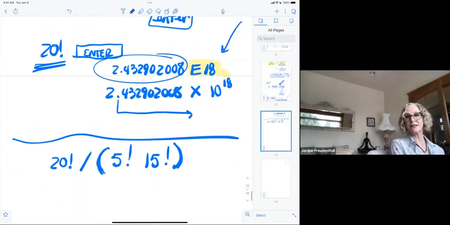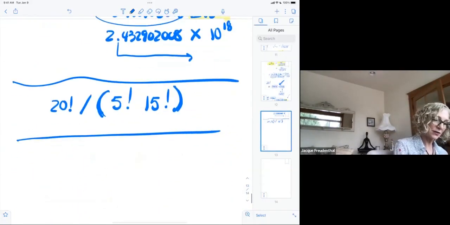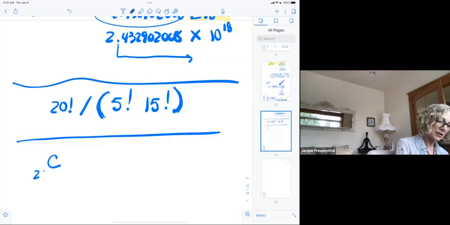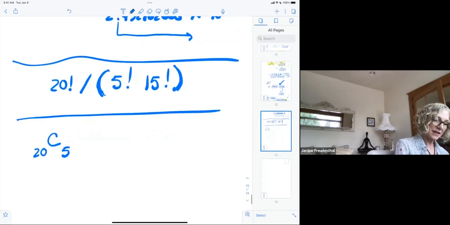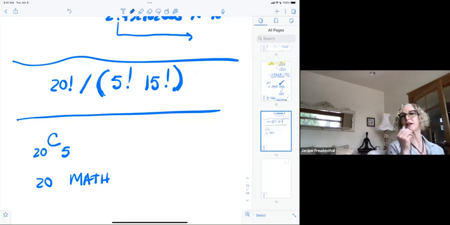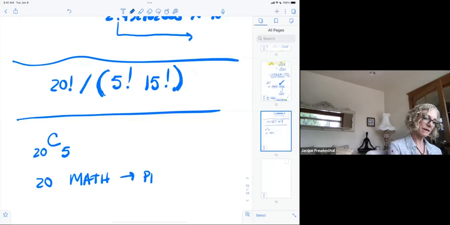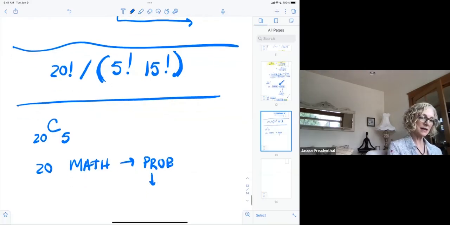So you could do that, or you could go back to, so if we want to compute the combination of 20 choose 5, then go to math. You might have to put 20 on your screen. I usually always do first. So I put whatever I'm taking, your sample size, in first. So put 20 on your screen, choose math, arrow to probability, and then you'll see number 3, so arrow down to number 3, and it has nCr. Press enter.